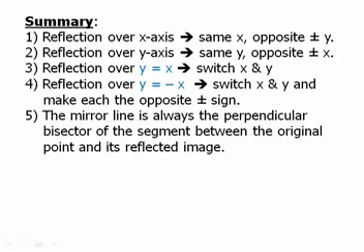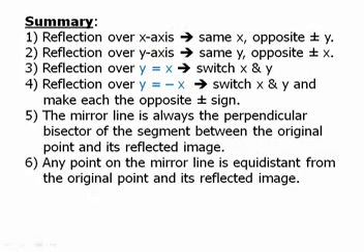And in all these cases, the mirror line is always the perpendicular bisector of the segment between the original point and its reflected image. That's an important geometry fact. And most important, any point on the mirror line is equidistant from the original point and its reflected image.